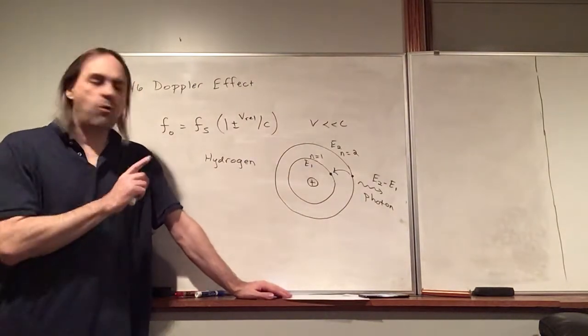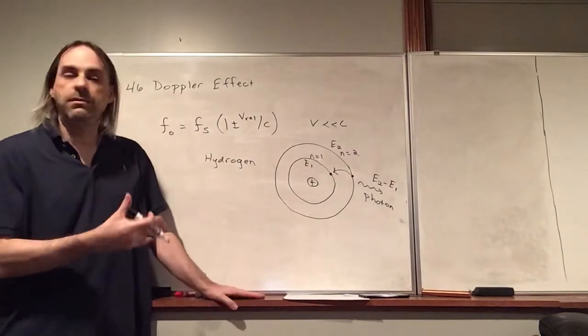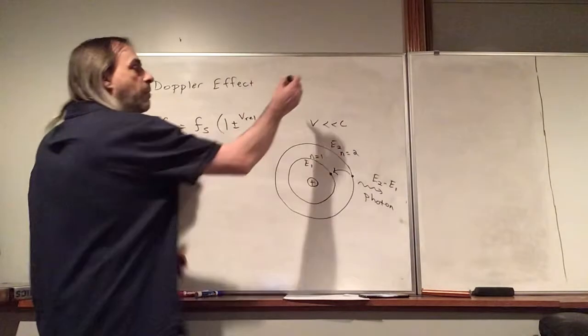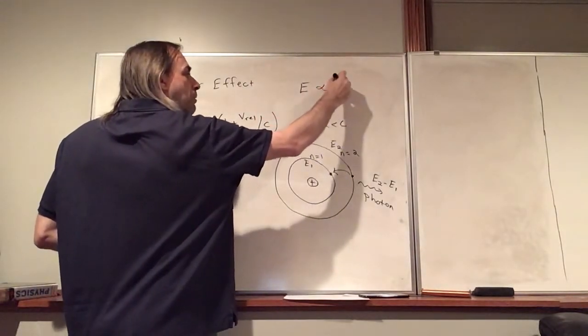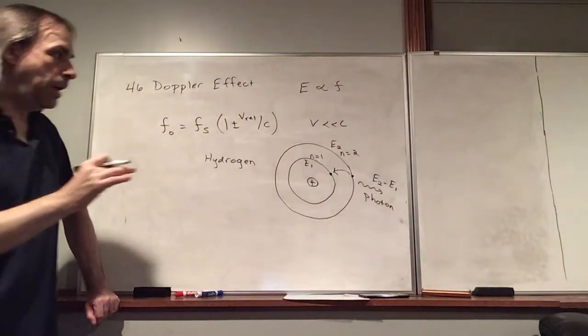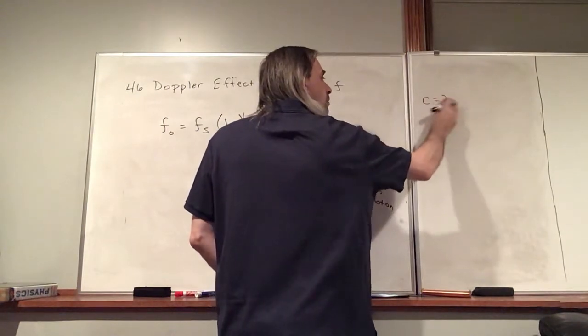And one more thing that we don't cover in this class, this is something Einstein wrote about in his original paper on the photoelectric effect, but the energy of a photon is proportional to its frequency. And I'll write down one more thing. The speed of light is the frequency times wavelength.